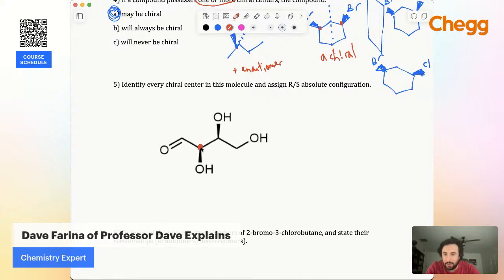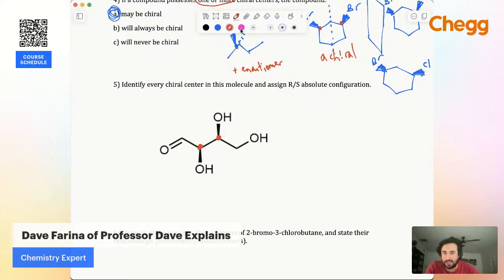This one works though. We've got 4 different groups: the hydroxyl, the implied hydrogen, and then 2 different directions of the molecule, which is not symmetrical. This one also is a chiral center. So that's going to have 4 groups as well. Over here, it's not though. This carbon right here has 2 hydrogens. So if it has 2 of the same group, that's not a chiral center. So we have 2 chiral centers.